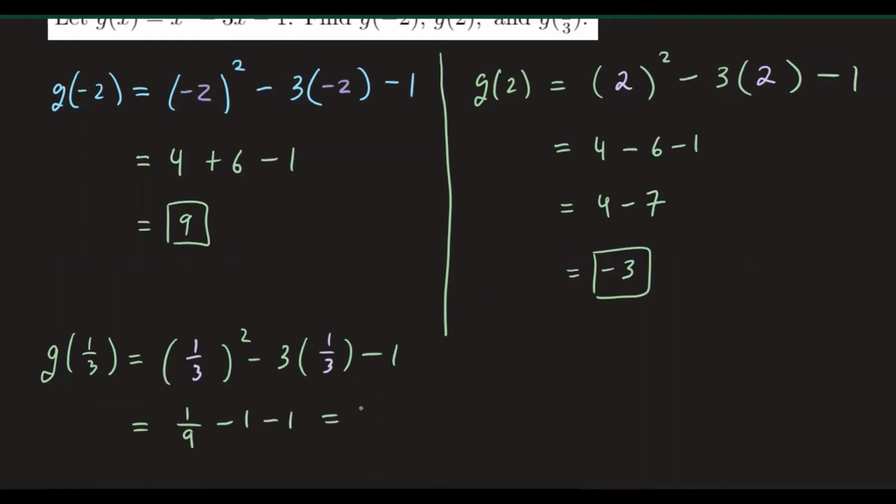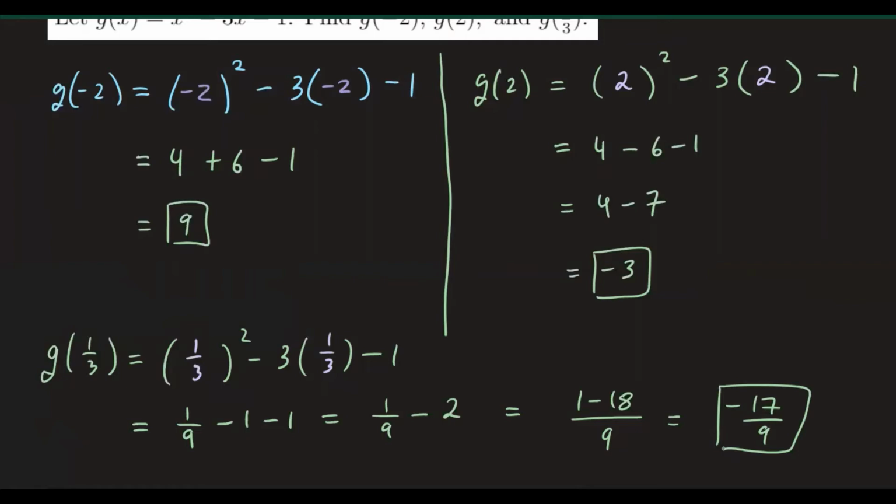So that would just be 1/9 minus 2. And then to combine these two numbers, we need common denominators, which happens to be 9. So I'm going to multiply -2 by 9/9. So that will give us 18. So we have 1 minus 18/9, which will come out to be -17/9. So that's our function value at 1/3.